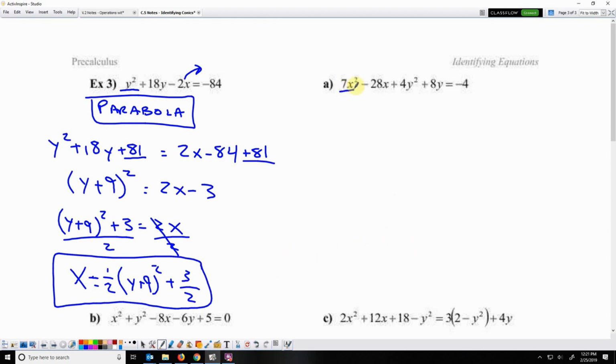Here I've got an x squared term and a y squared term. They're both positive, but their coefficients are different. This is an ellipse.